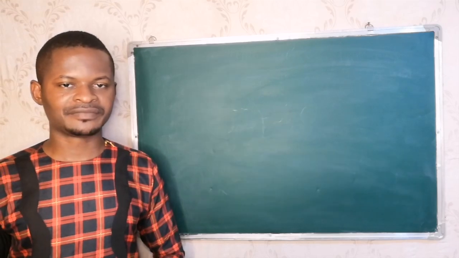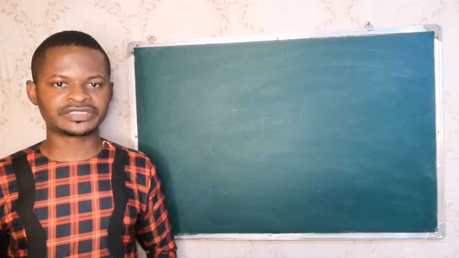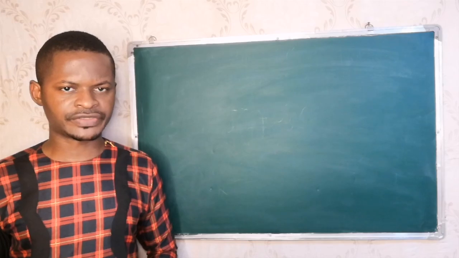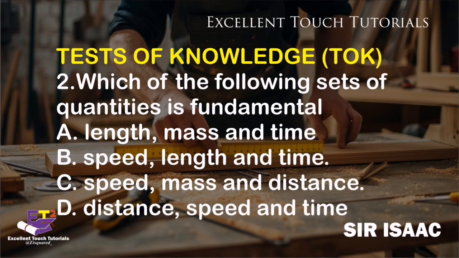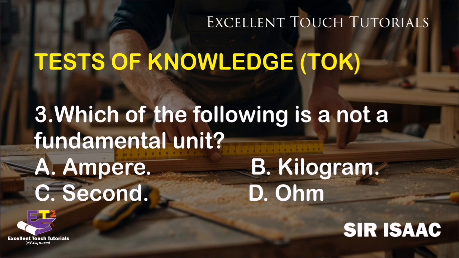Now it's quiz time. Let's have a test of knowledge. So put on your thinking cap and answer the following questions. Number 1, what are physical quantities? Number 2, which of the following set of physical quantities is fundamental? A, length, mass, and time. B, speed, length, and time. C, speed, mass, and distance. D, distance, speed, and time. Number 3, which of the following is not a fundamental unit? A, ampere. B, kilogram. C, second. And D, ohm.